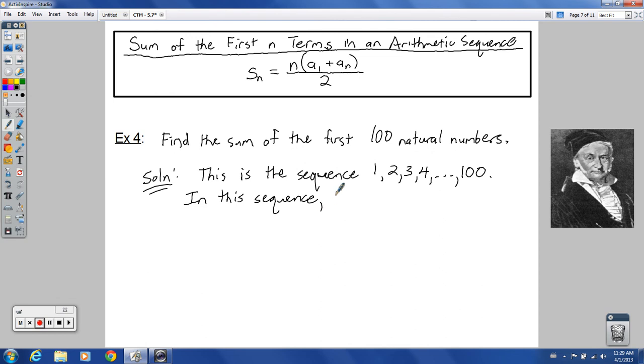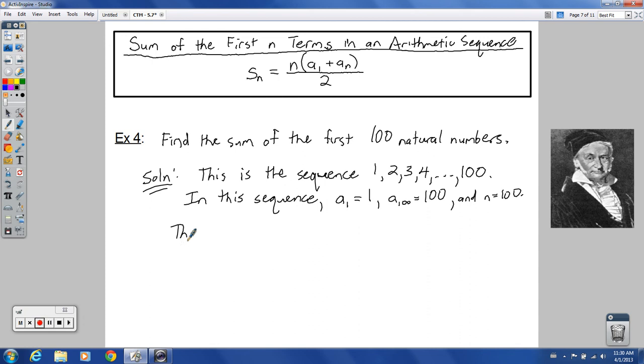In this sequence, using or thinking about this equation right here, what do I need? I need a1. I need my first term. That's 1. What's my a sub n? My last term, my a sub 100. Here is 100. And the common difference, I guess I don't need that here. The common difference is 1, but I don't need that in this equation. I do need what n equals, though, and n equals 100. There's 100 terms.